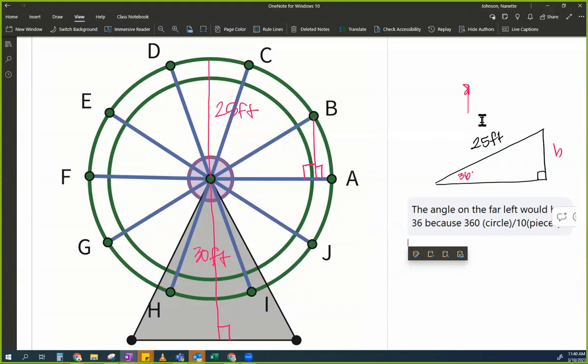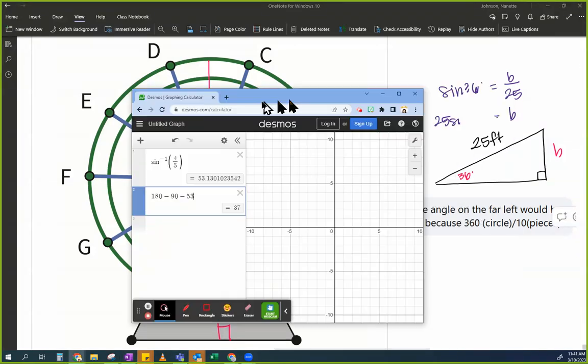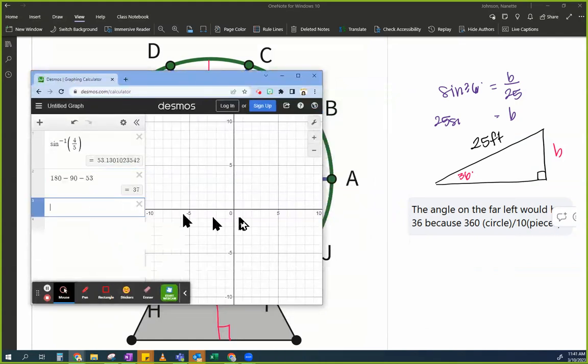I've got sine of 36 degrees equals b over 25. So b equals 25 sine 36. Then I bring over my calculator. It's already in degree mode, so we're good. So I got 25 sine 36. There's my answer. I'm going to go with 14.69.